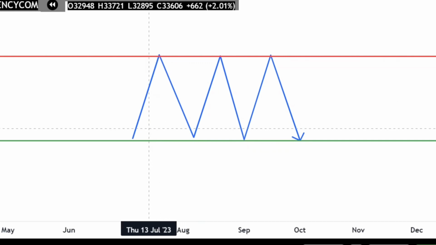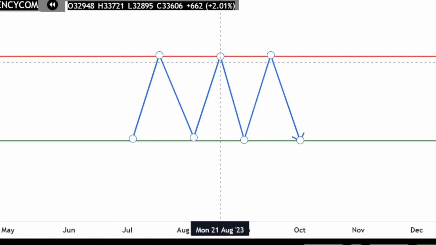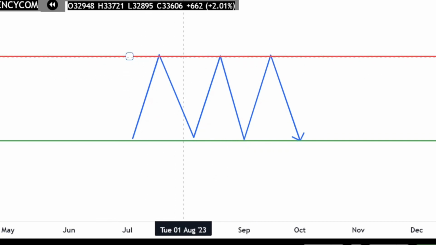We mark it out because in future price can sometimes come back to that level and then fail to break out. So that is a resistance line.